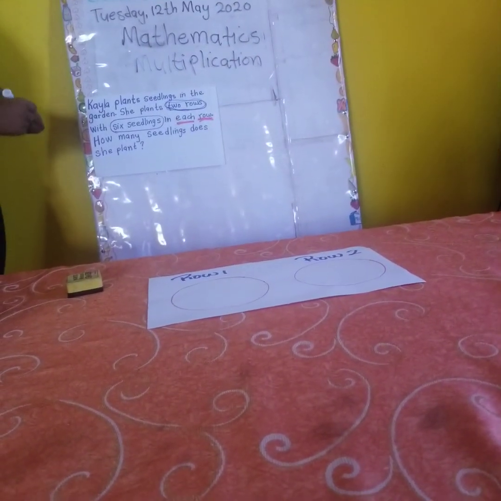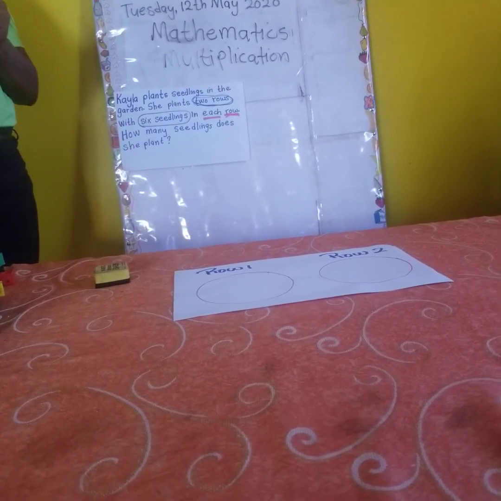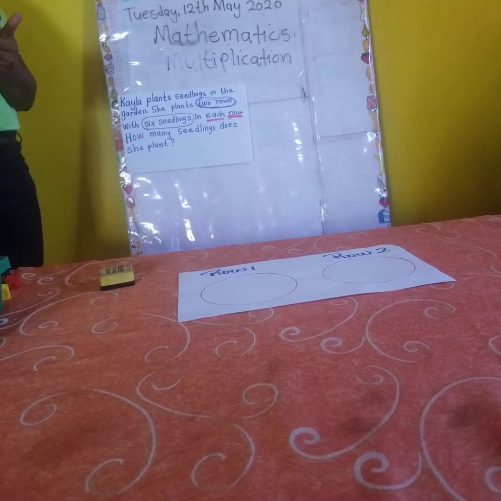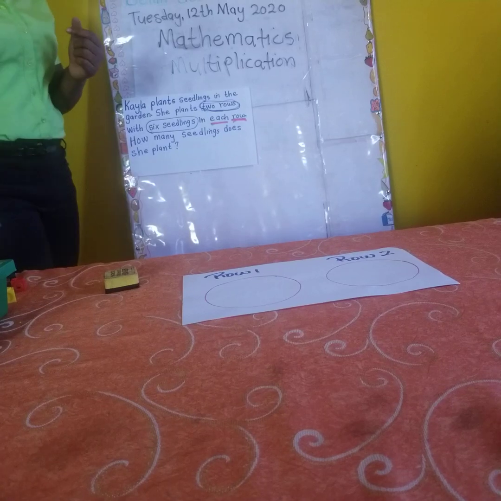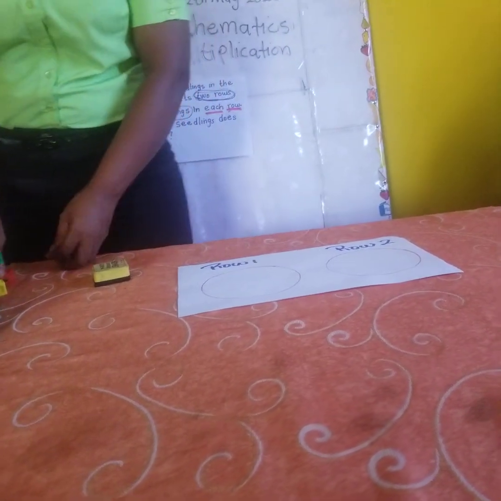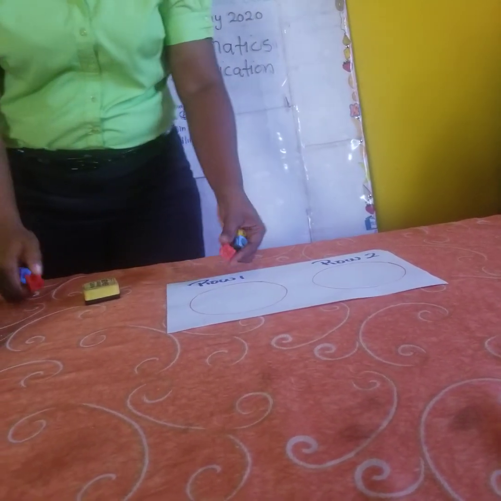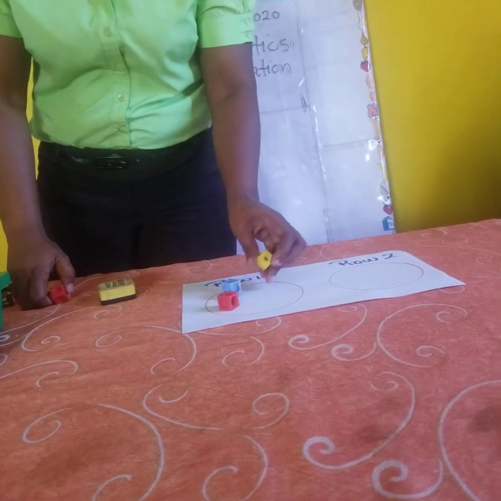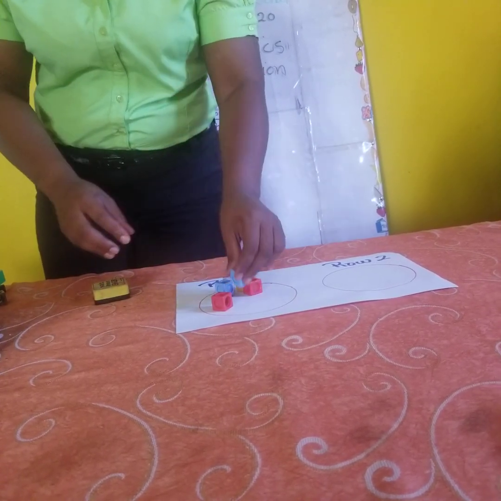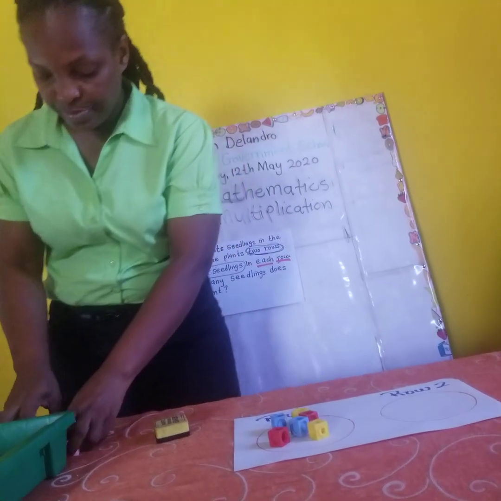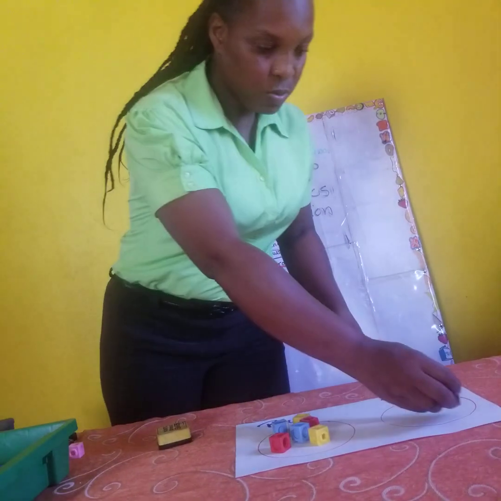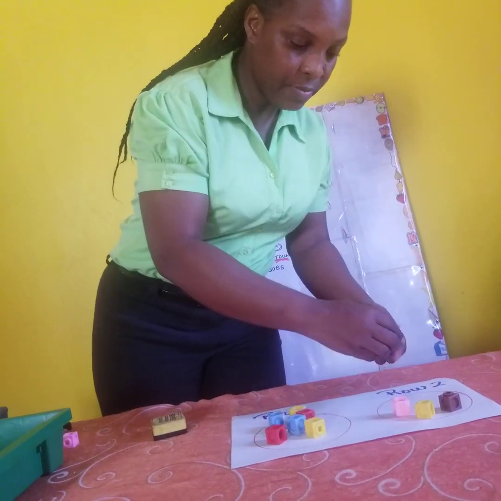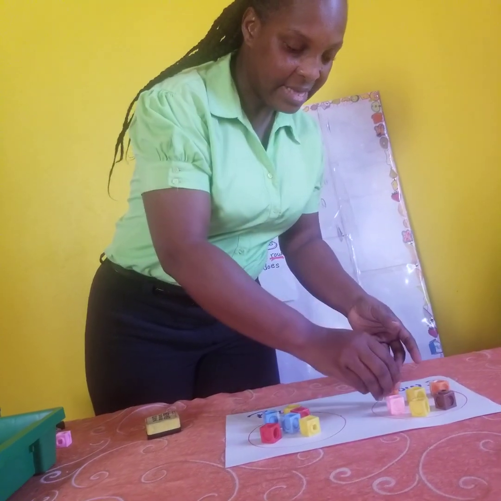And how many seedlings did she put in a row? How much did she put in each row? 6. Okay, so let us put our 6 seedlings in each row. 1, 2, 3, 4, 5, 6. 1, 2, 3, 4, 5, 6.